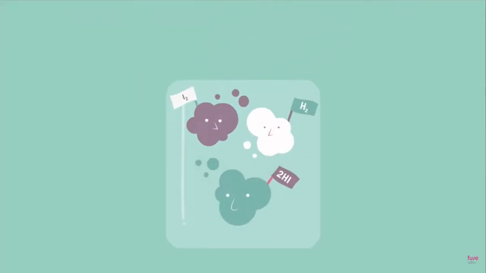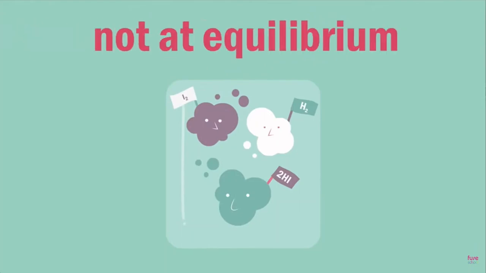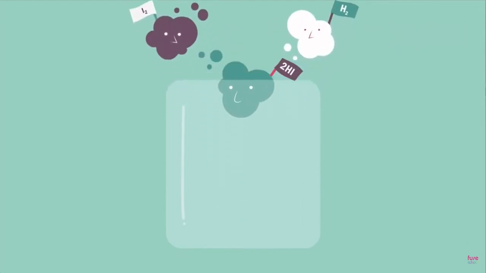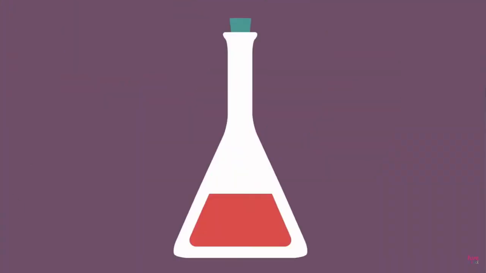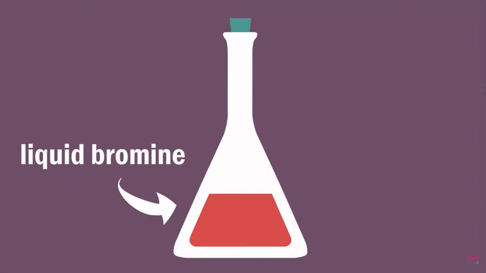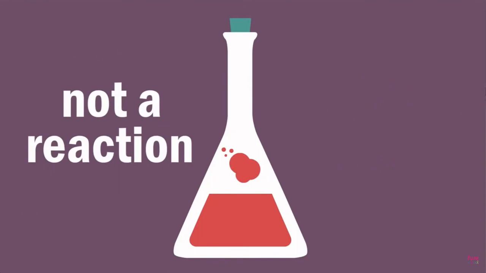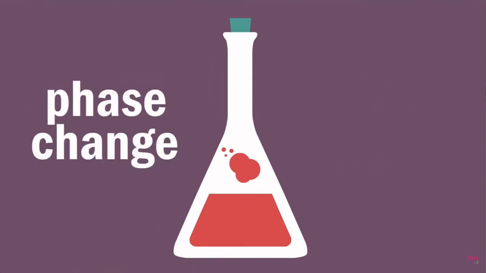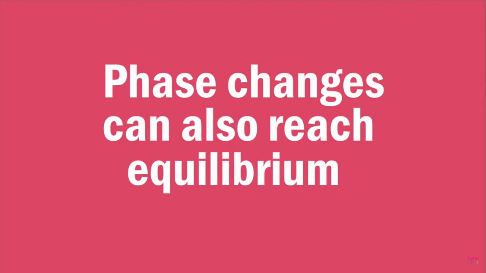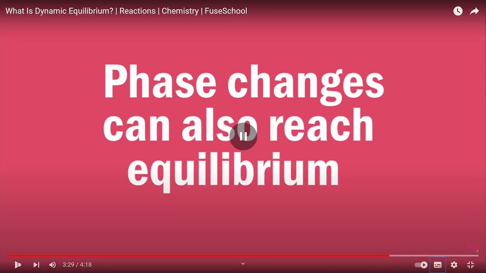If the lid was removed, the system is no longer at equilibrium as the reactants and products or matter would be able to escape the system. Liquid bromine equilibrates to form gaseous bromine at room temperature. Remember that this is not a reaction, but rather a phase change. Phase changes can also reach equilibrium.